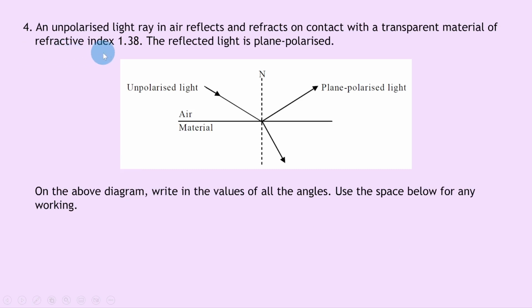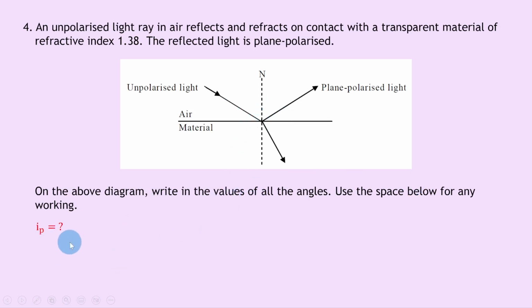Question 4 says an unpolarized light ray in air reflects and refracts on contact with a transparent material of refractive index 1.38. The reflected light is plane polarized. So there's your air and your denser material and the boundary between them, then the normal labelled there and the unpolarized light coming in and reflecting and refracting, and we're told this light is plane polarized. It then says on the above diagram, write in the values of all the angles, use the space below for any working. Well, since the reflected light is plane polarized, we know this is going to be Brewster's angle in here, IP.